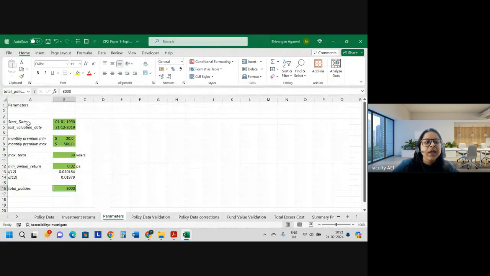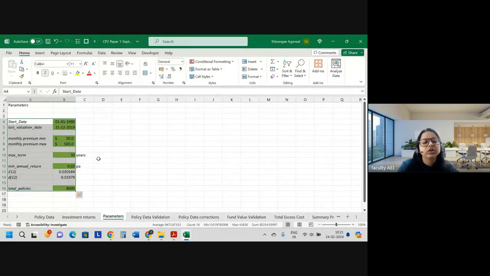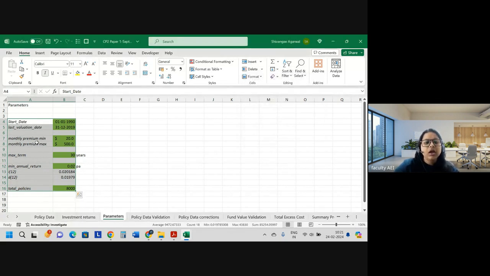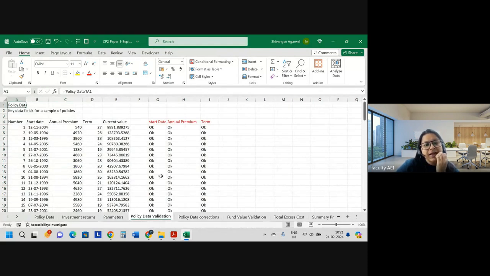So these are the, and I've renamed the cell as per what I've written on the left. So I took this entire thing and I used the shortcut Control Shift F3 and just the left row and clicked on OK. So I have quickly renamed all the cells. Okay. This I've done and then move to the validation.